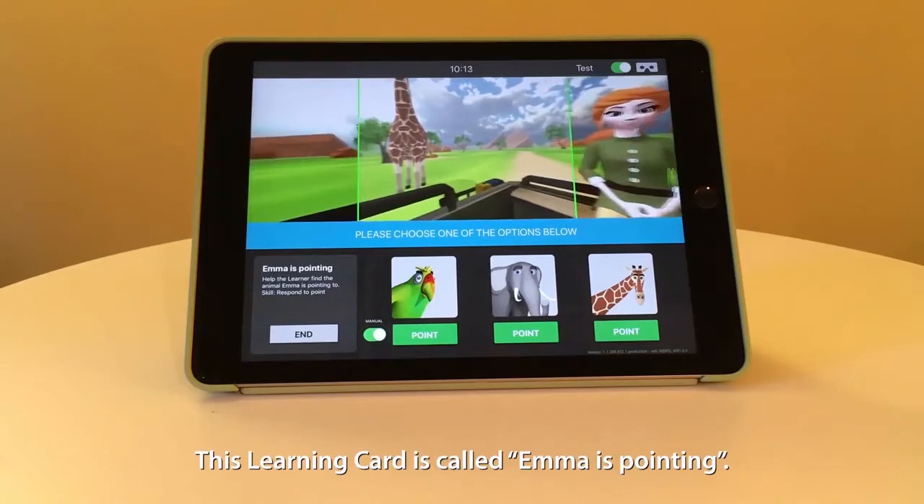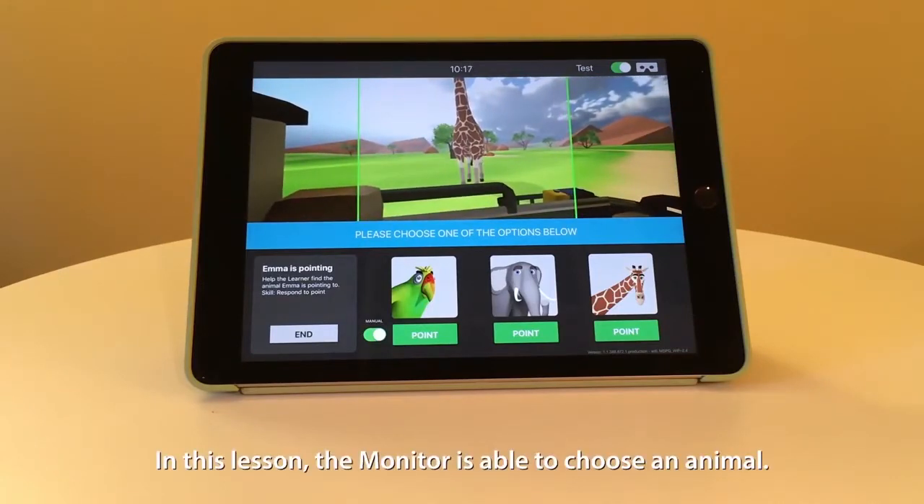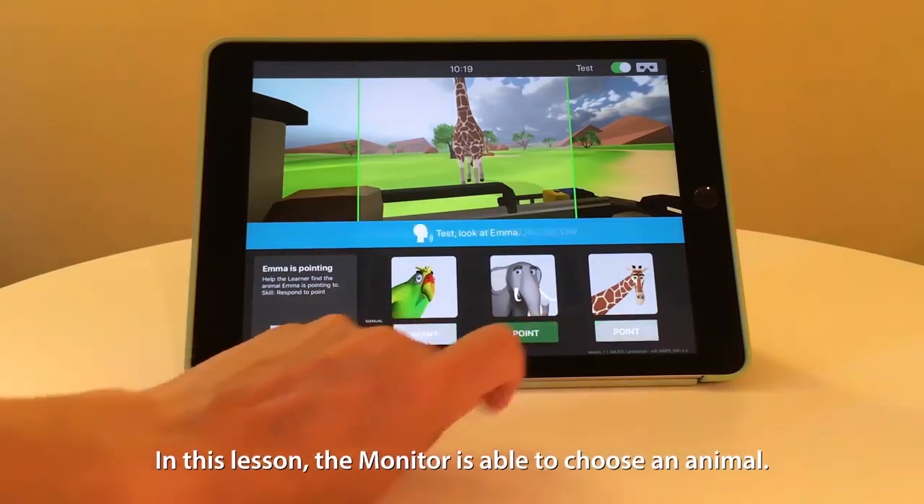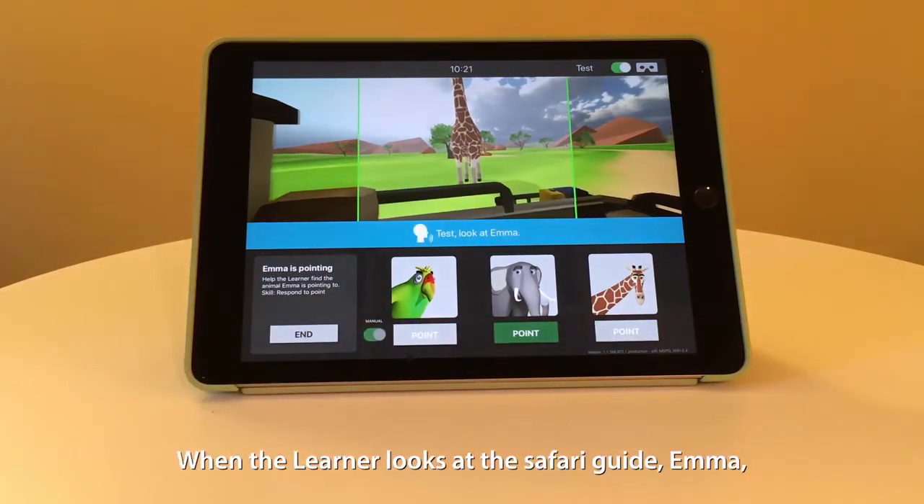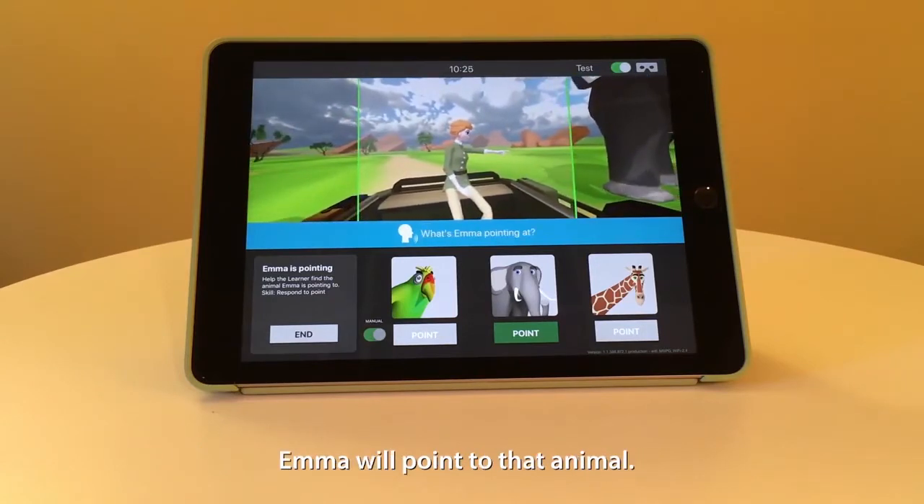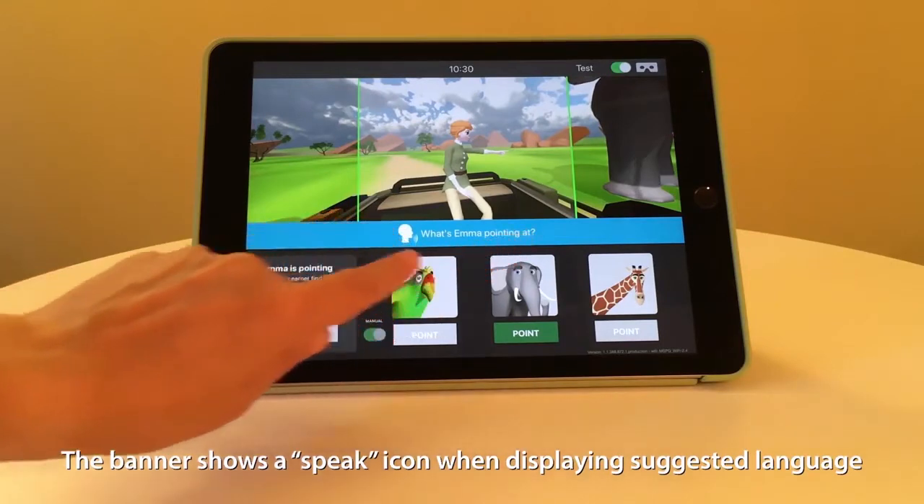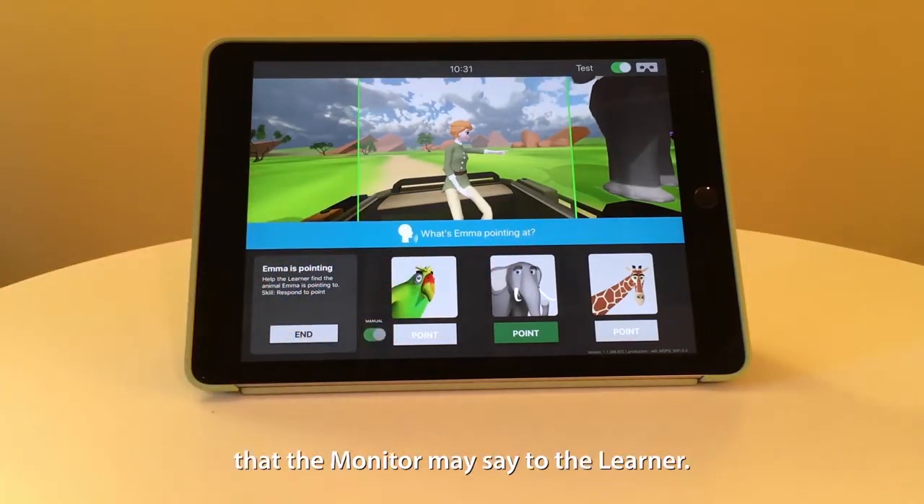This learning card is called Emma is Pointing. In this lesson, the monitor is able to choose an animal. When the learner looks at the safari guide, Emma will point to that animal. The banner shows a speak icon when displaying suggested language that the monitor may say to the learner.